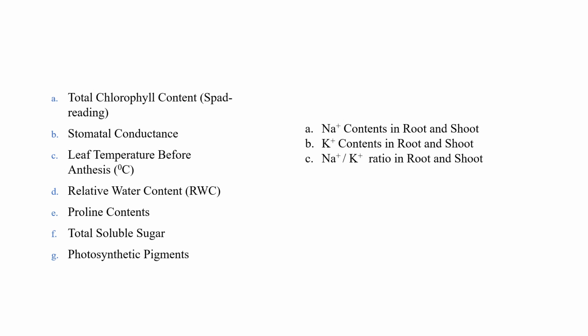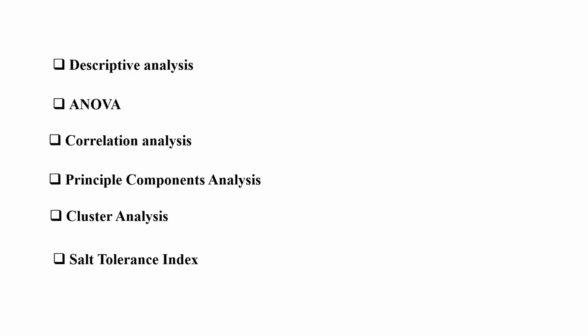to finalize the results. In the physiological or biochemical analysis, we determine the total chlorophyll content, stomatal conductance, leaf temperature, relative water content, protein content, total soluble sugars, photosynthetic pigments, and the sodium and potassium ratio in the shoot as well as the root, and their concentration also. It will give us an idea of the response under salt stress condition.